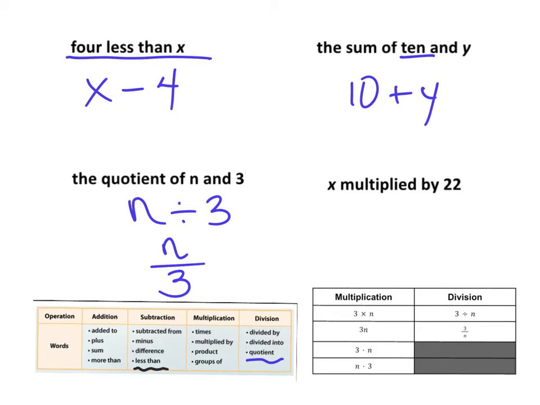x multiplied by 22, so we hear multiplied by. When we are showing multiplication with a number and a variable, oftentimes in algebra you're just going to see the number right next to that variable, 22x. We're not going to use another x symbol or multiplication symbol. We're just going to put those together like we see in the chart.